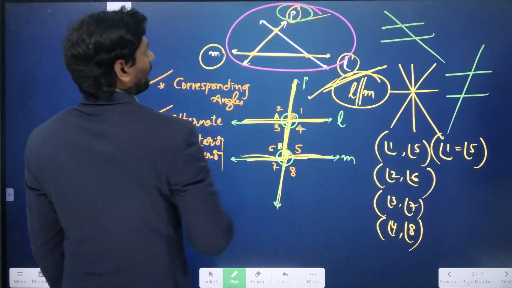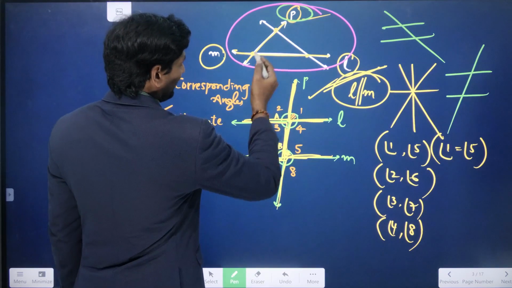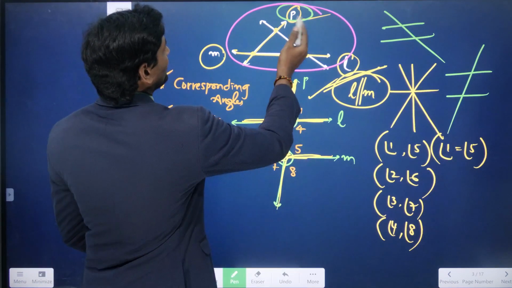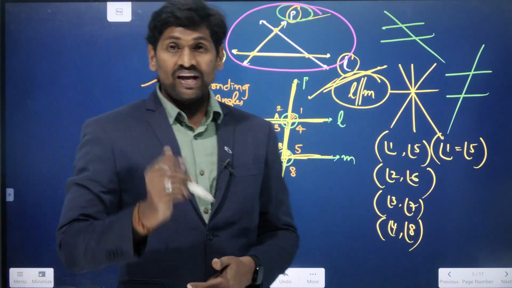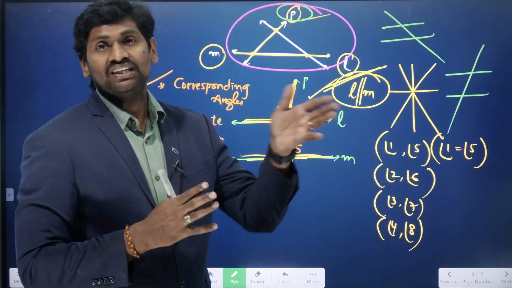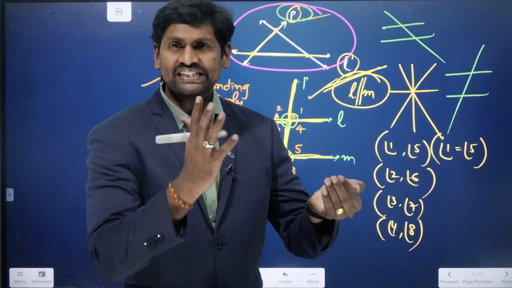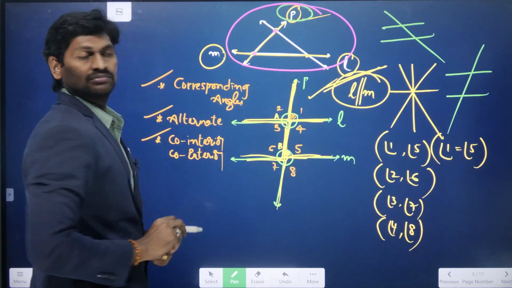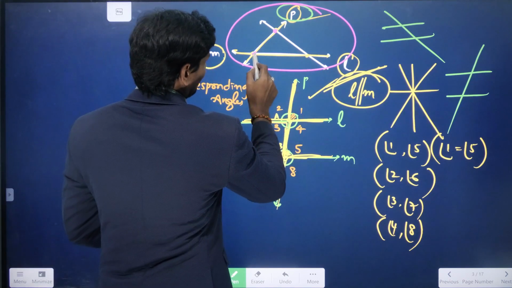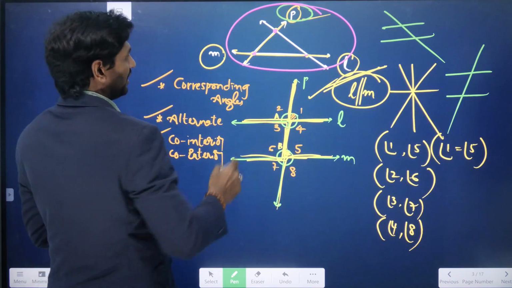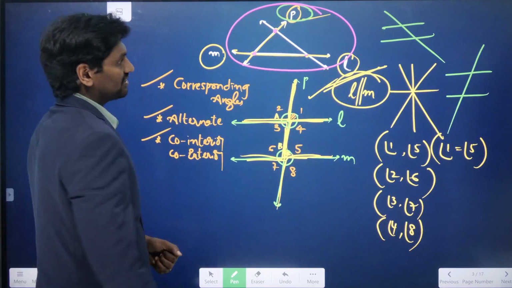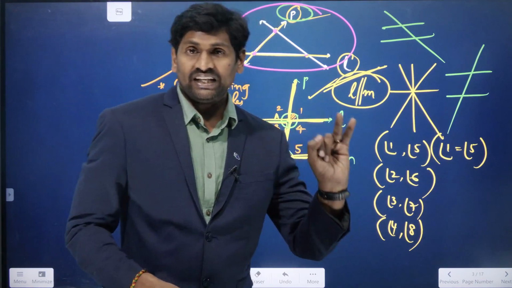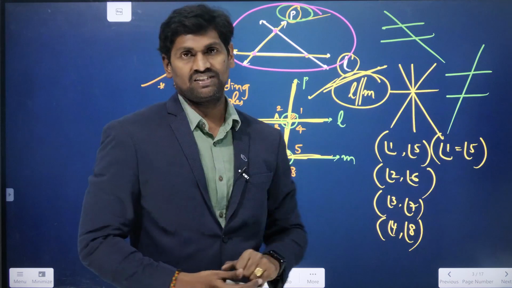Just observe this diagram. I am taking 3 lines as P, M and L. 3 lines are intersecting in this way. Can P be a transversal or not? According to the definition, the line should intersect 2 or more lines at distinct points. Yes, P is intersecting line L and line M. Same way, line M intersects line P and line L at 2 distinct points. Same line L is intersected by P and M. So here, line P, line M, line L, all are acting as transversals.